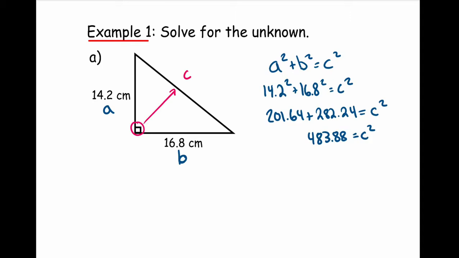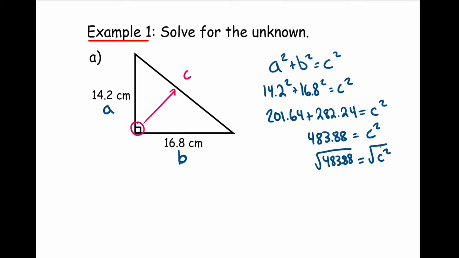And if we look back at our variable, it's C squared. I don't want C squared, I want C by itself. So what we have to do is cancel out this C squared. And the way we can cancel out that C squared is by doing the opposite. And the opposite of squaring something is square rooting something. So if I square root one side to cancel out the squared, I have to square root the other side.